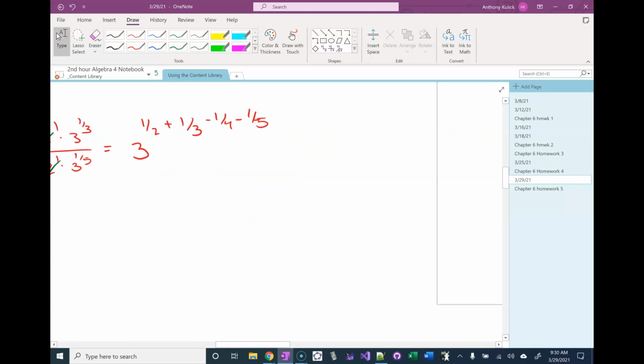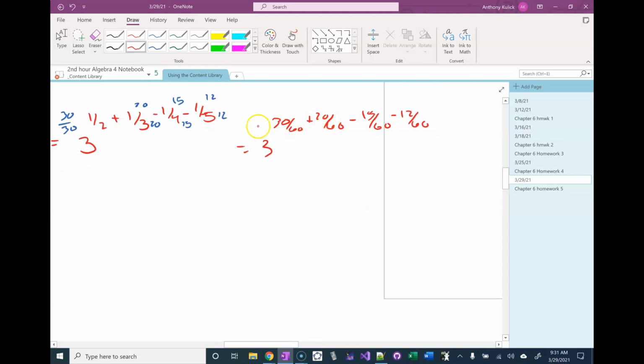So then I will find a common denominator. The common denominator between 2, 3, 4, and 5 is 60. So I multiply the first by 30 over 30, then by 20 over 20, then by 15 over 15, and then 12 over 12. So that's going to give me 3 to the 30 over 60 plus 20 over 60 minus 15 over 60 minus 12 over 60.